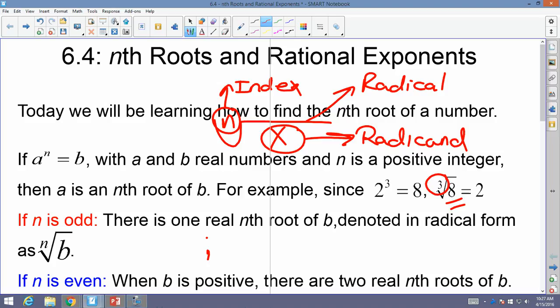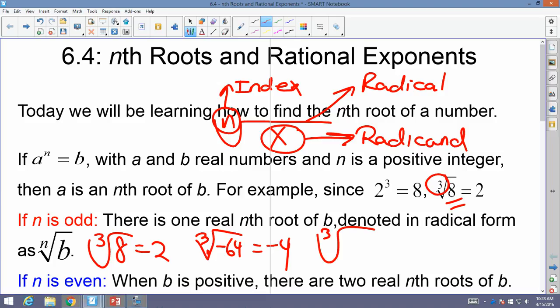So now, there's a situation with these indexes. If the index n is odd, that means 3, 5, 7, if it's odd, there is one real nth root of b, denoted in the radical form as nth root of b. If I have cube root of 8, that's 2. If I have the cube root of negative 64, that's negative 4. If I have the cube root of 125, that's 5.